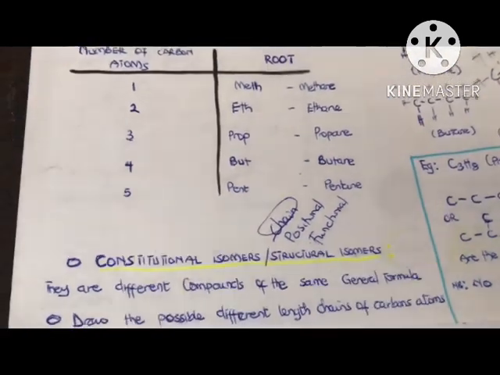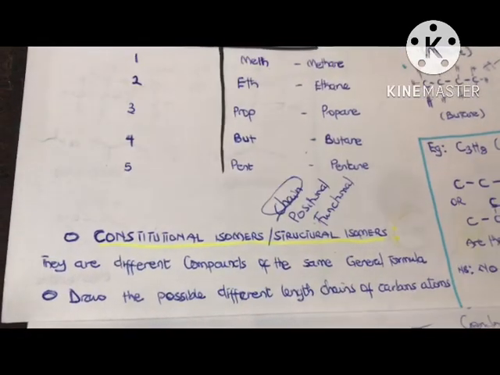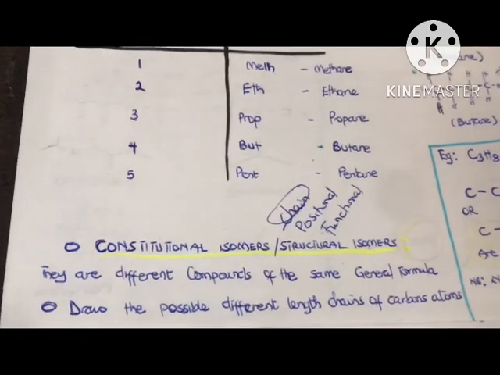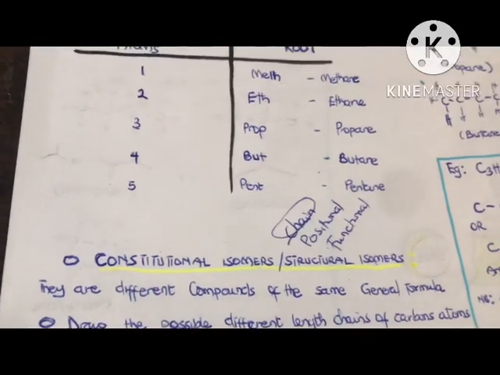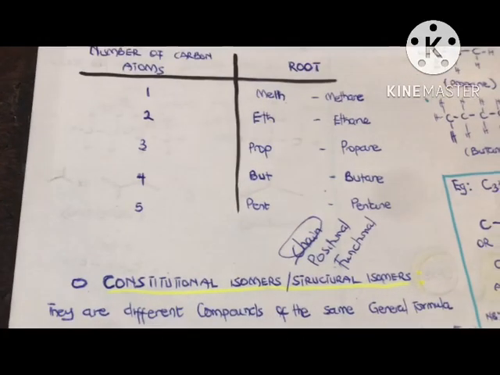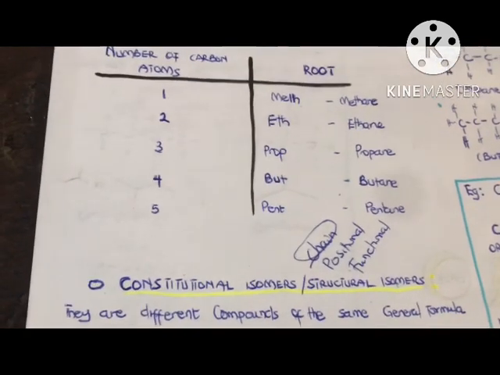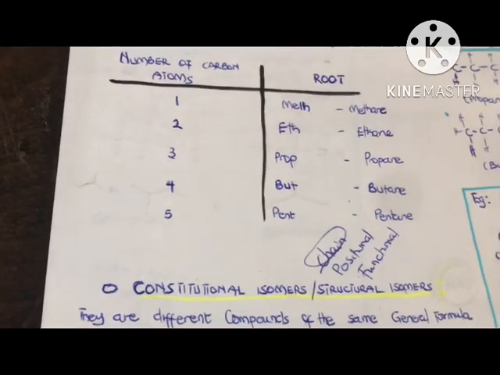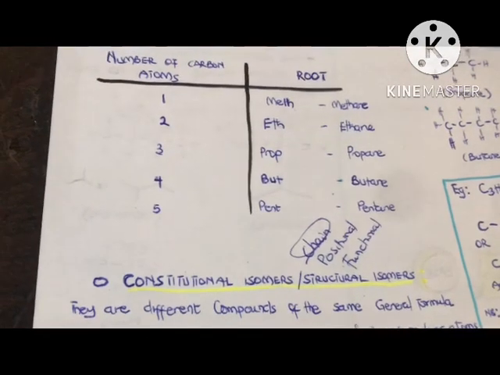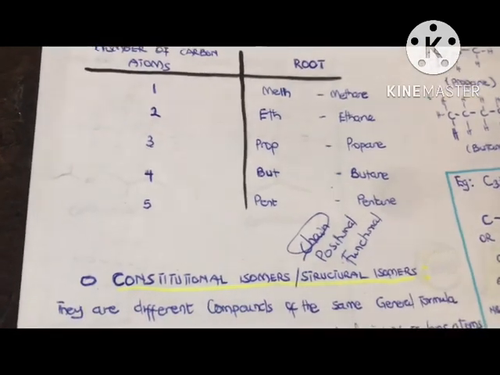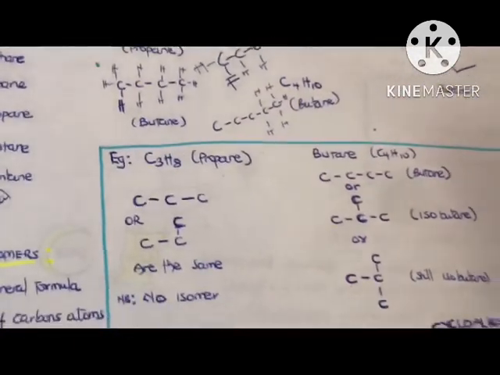But before we look at chain isomerization, what are constitutional isomers or structural isomers? They are different compounds of the same general formula. When you talk about chain isomers, they contain the same number of atoms, or the same molecular formula, but they differ in how the carbon atoms are bonded or how the carbon chains are arranged. For example, let's take butane.